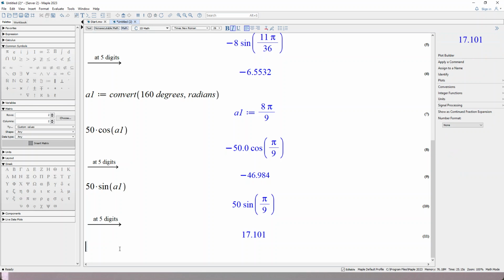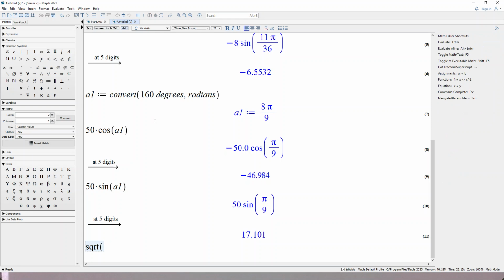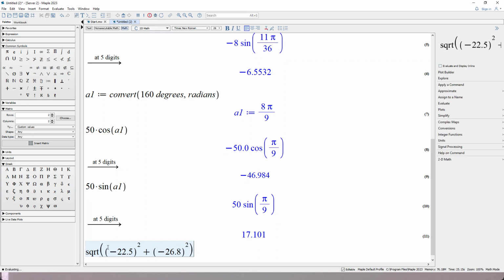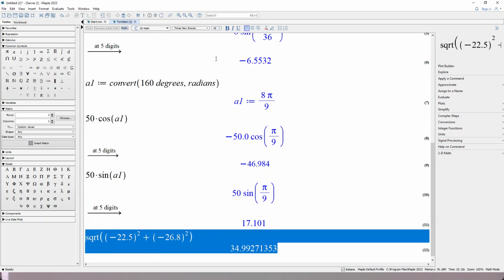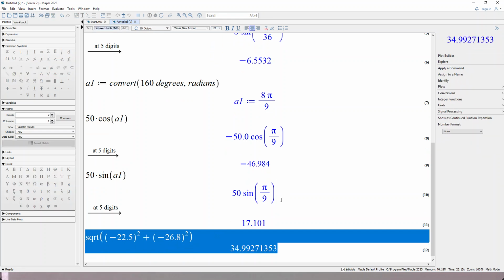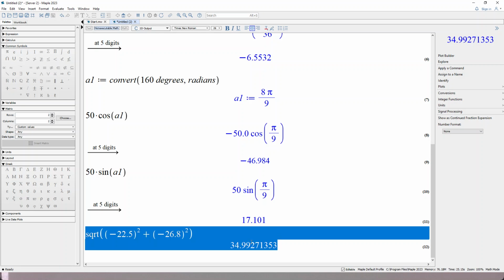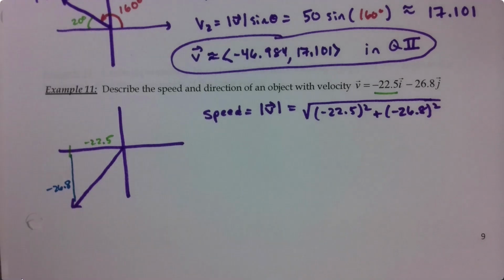I'll grab Maple. So square root is a command. It's also in the palette. You can find it in the expressions palette, I believe. So parentheses negative 22.5 squared plus parentheses negative 26.8 squared. There are other ways to do this, but this will be quick and easy. So we got 34.99. For example, we could call the vector v and then have it find the magnitude for us, et cetera. So it'd be 34.99, and if we assume our standard units, it'd be meters per second.